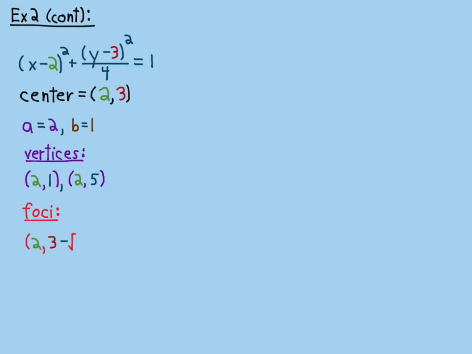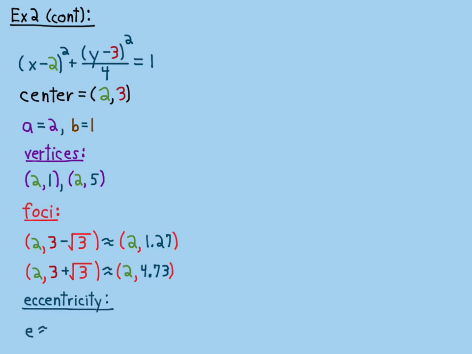And the foci are (2, 3 - √3), which is approximately (2, 1.27), and (2, 3 + √3), which is approximately (2, 4.73). And the eccentricity, E, is approximately 0.87.